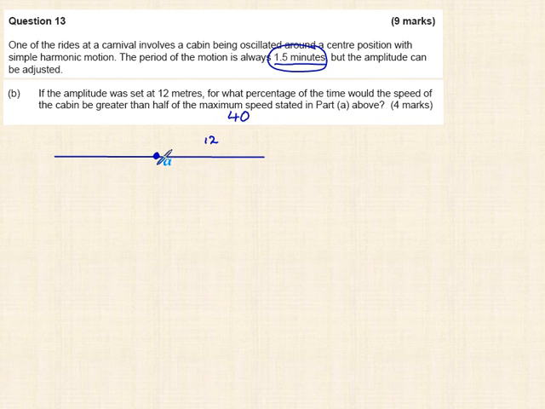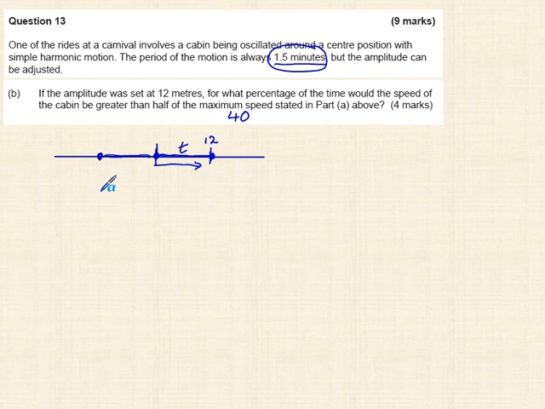From here it's going to go outwards, and at some stage here it will reach this speed of 40, and we want to know how long that takes. It will then be below 40 from here to here. It will be back above 40 until it reaches the symmetric point on the other side, and then slower here. So if we work out the time here, all we need to do is multiply it by 4, because it's above 40 when it does this, this, this, and this during one motion.